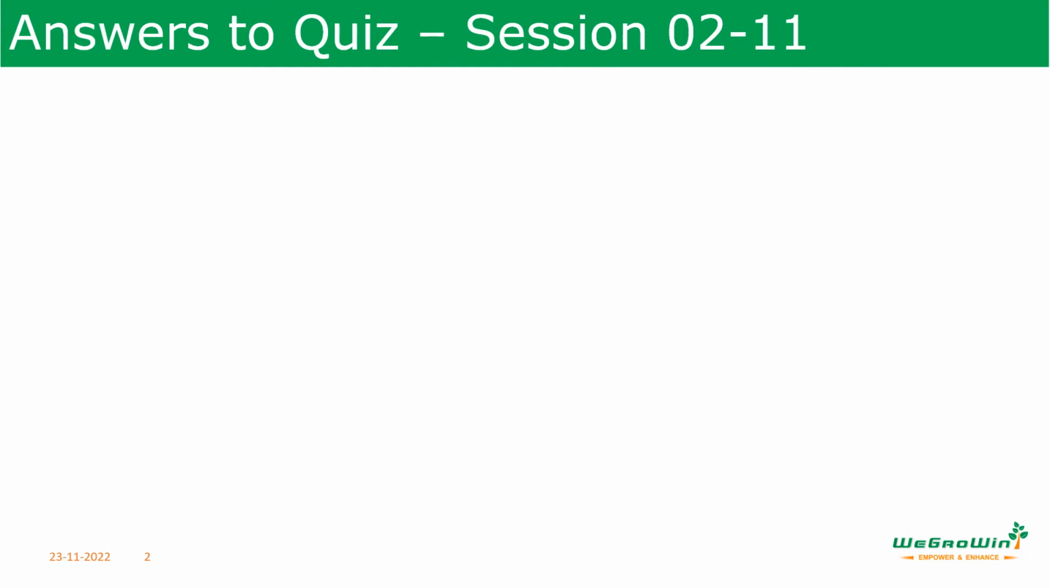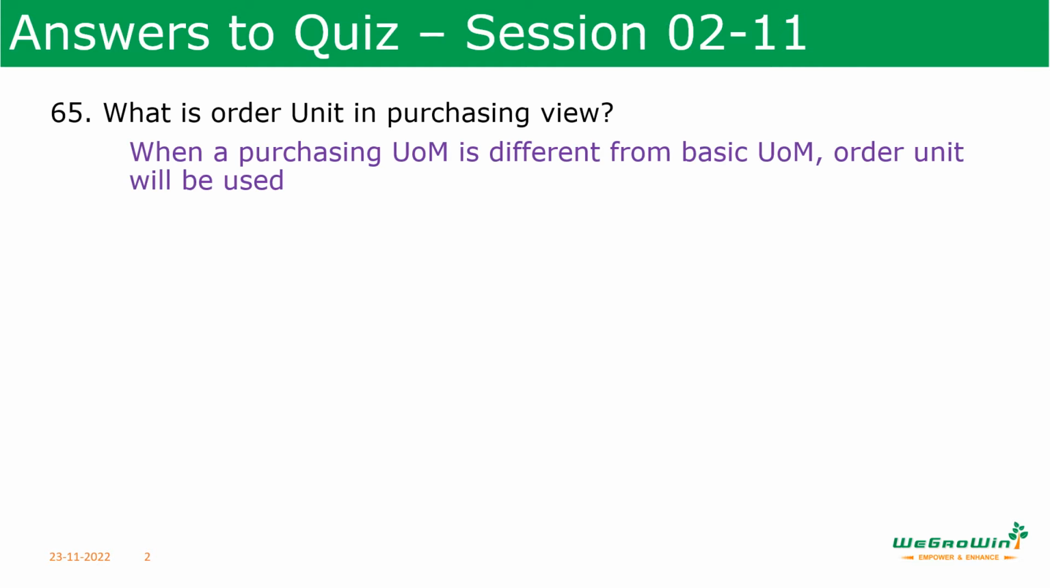Before going to the session, let us see the answers for the previous session. What is the order unit in purchasing view? This is the purchasing unit of measurement, which is different from the basic unit of measurement. For example, when you are buying some materials in rolls, but they are used in meters, then we may use this alternate unit of measurement, which is the purchase unit of measurement.